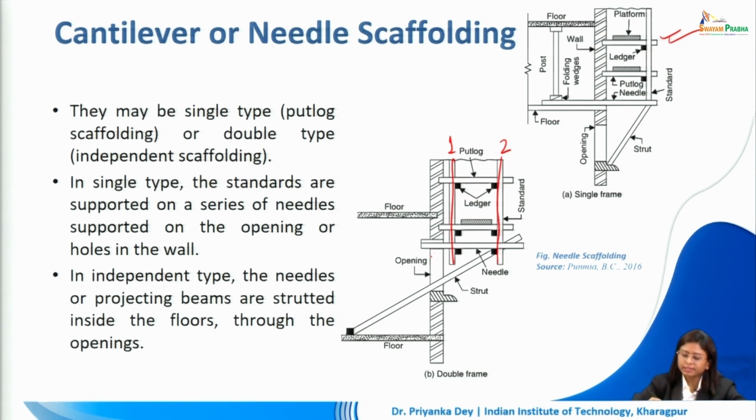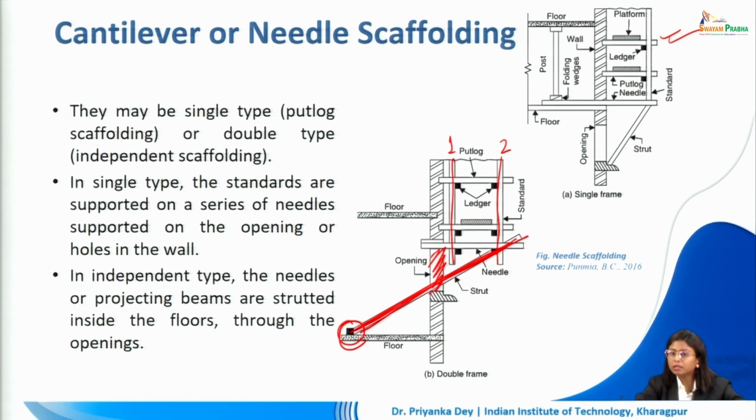So as one can see, there is an opening in the wall here. This is the needle, this is the strut that is passing through the opening into the floor, and it is being held in position inside the floor with the help of a wedge. Now this is a situation of double cantilever scaffolding.